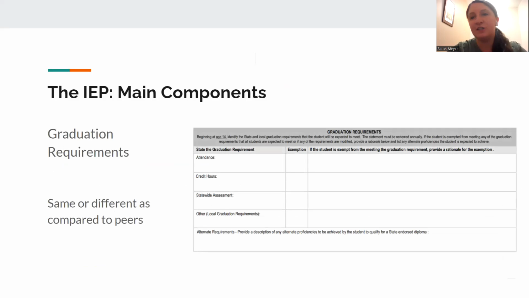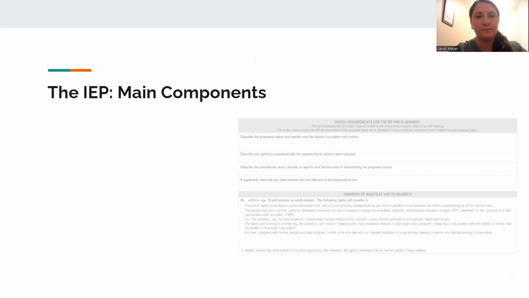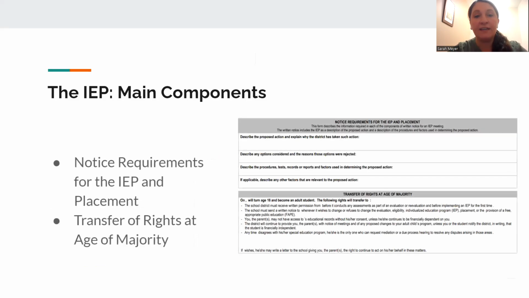Okay, so the next area just goes into graduation requirements. It's just going to say, is this going to be the same as their typically developing peers, or is it going to look a little bit different? And then the final couple pages are going to be, again, your notice of requirements for the IEP and placement. It's just going to say, you know, this is why we've made this decision to change the placement. And then this is kind of the supporting factors behind it.